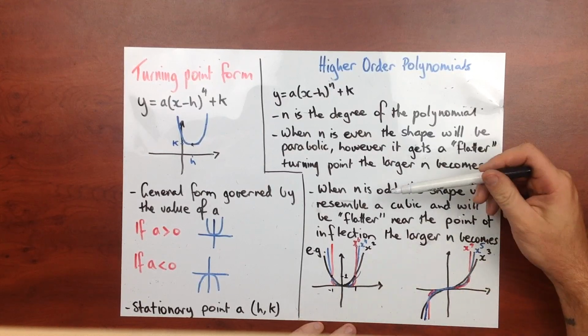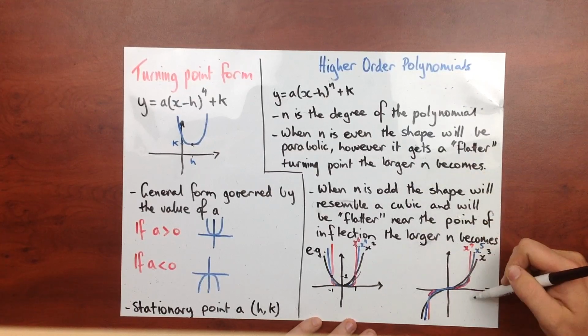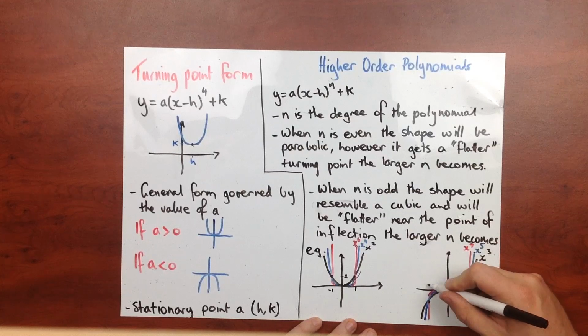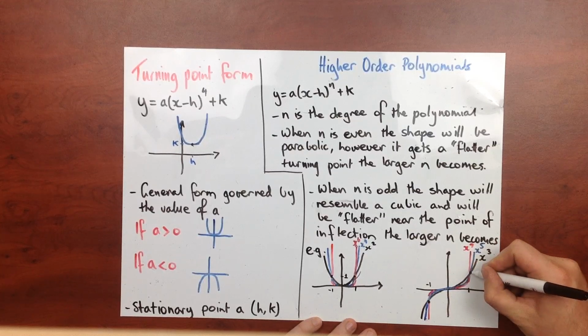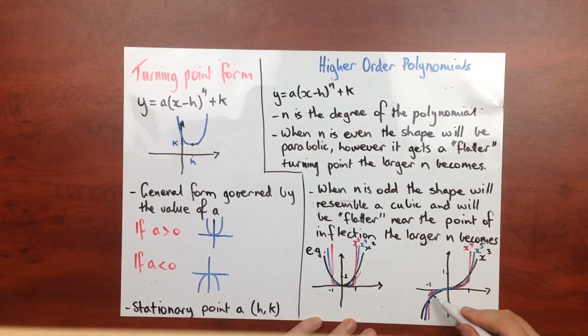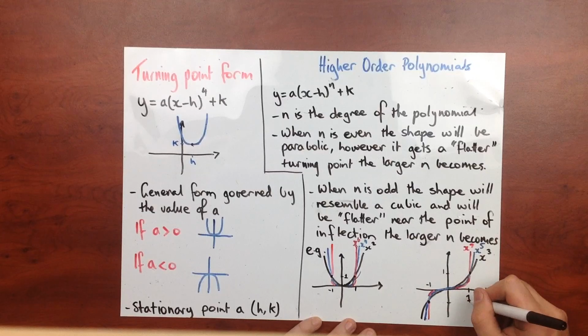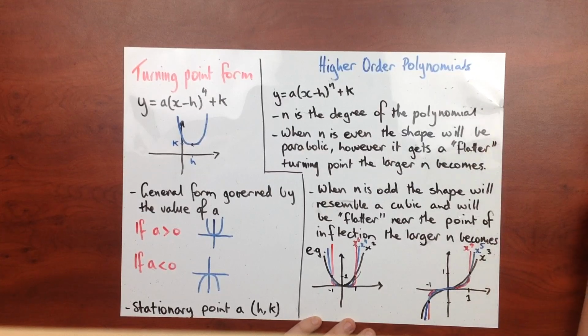Similarly, when n is odd, the shape will resemble a cubic, but it'll be again flatter. So again here is going to be -1, here is going to be +1, so we've got those shared points. But you can see that as we keep going up our powers, we're going to get flatter between -1 and 1, for the same reason as I just mentioned before. Keep moving on.